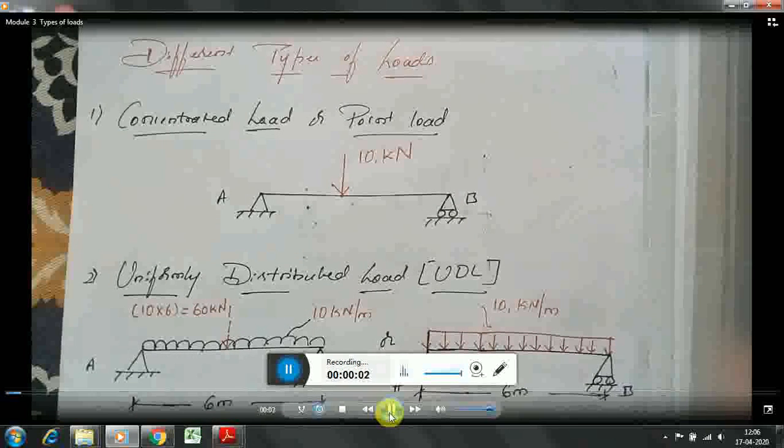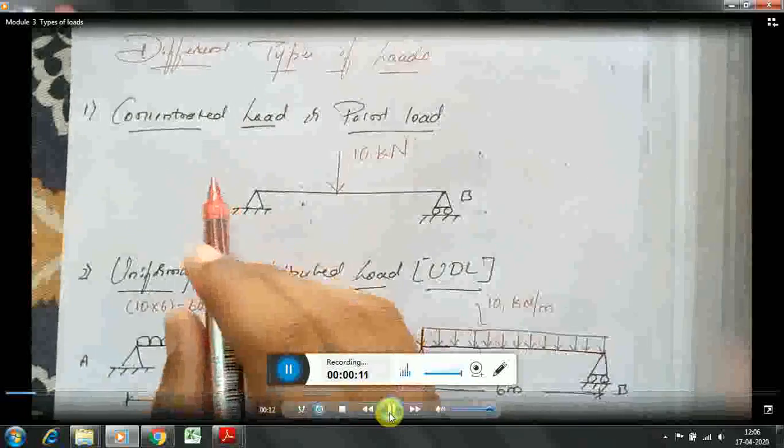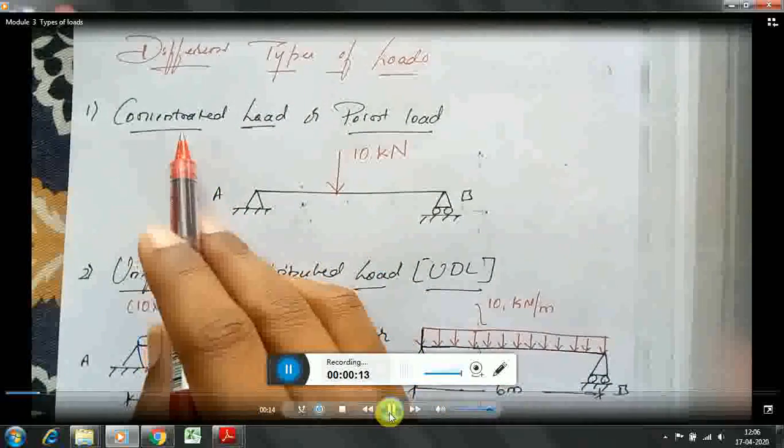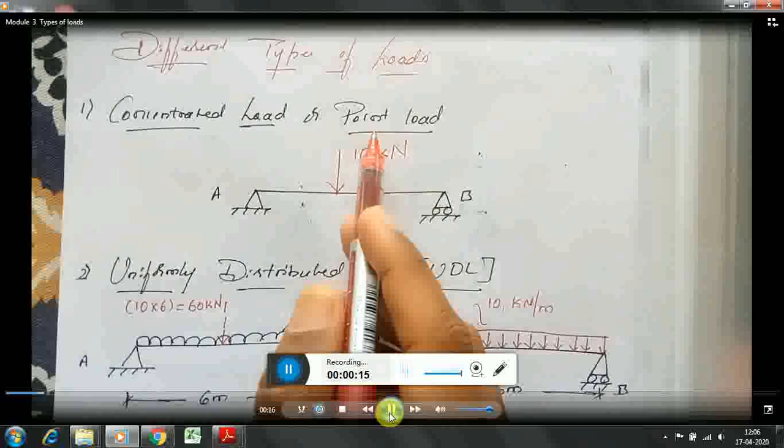So in this video, I want to explain the different types of loads. The first one is the concentrated load, as we can see in the first figure. So it is called a concentrated load or point load.